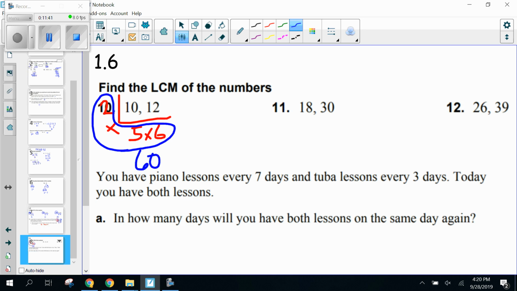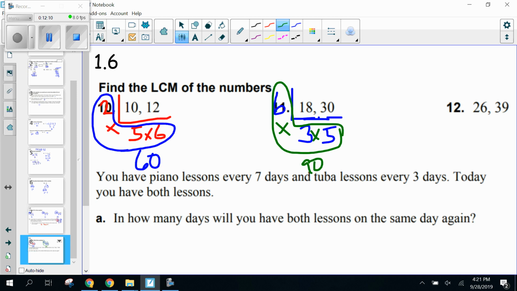Okay? And our next one, I'm going to start with 6. You don't have to. Just makes it faster if you can spot that. And 18 divided by 6 is 3, and 30 divided by 6 is 5. So to get the LCM, I multiply. Remember, it makes this great big L for LCM. 6 times 3 times 5, and I get 90.